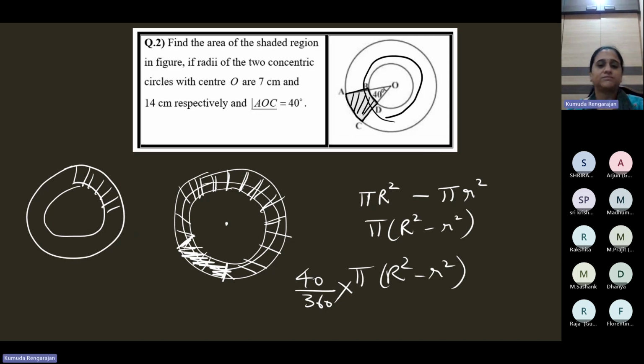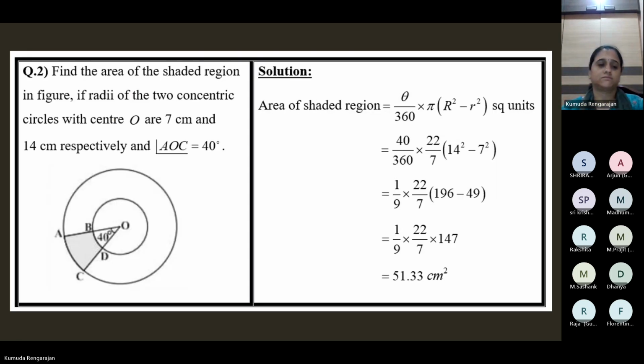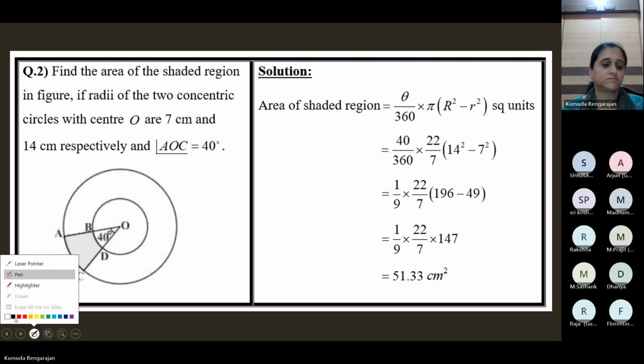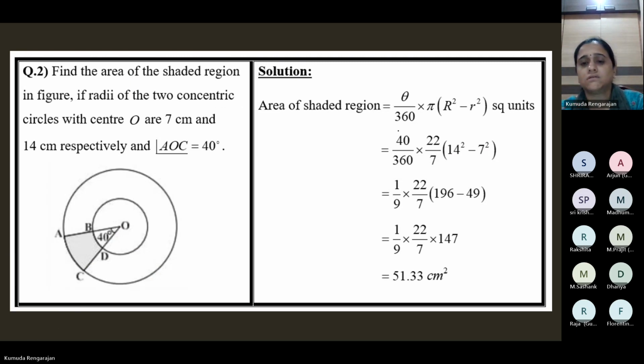Am I clear, children? So the answer for this one is 40 by 360 into pi capital R square, it's given there, 14. So 14 square minus small r square, minus 7 square. This is the formula: 40 by 360 pi capital R square minus small r square.